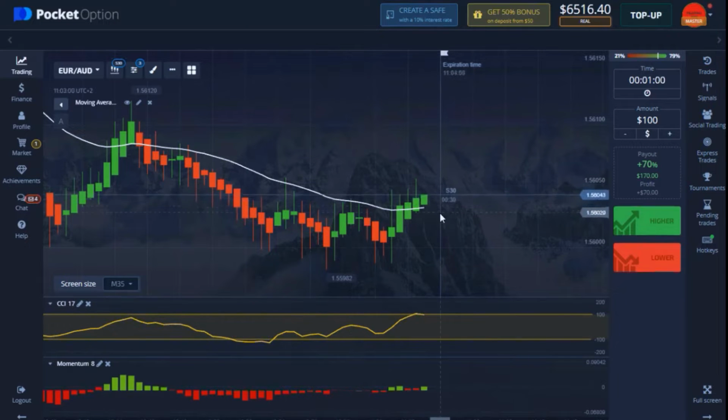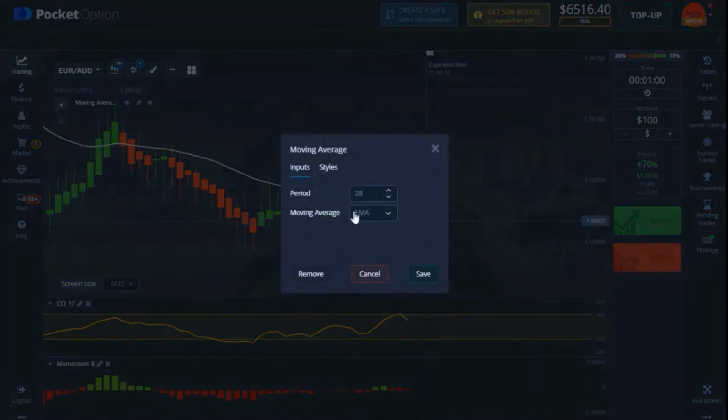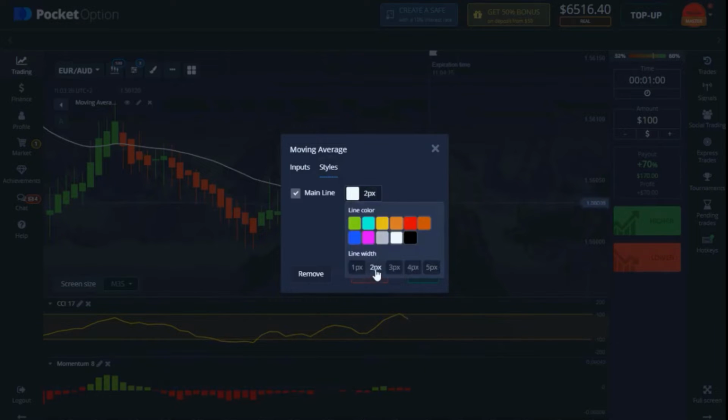Over here we have the indicators for this strategy. The first indicator is the moving average. The period here is 28, and the moving average type is EMA. That's all we're using. On the style, I changed my color to white, and I'm using a line thickness of 2 pixels. When you're done, you hit save.